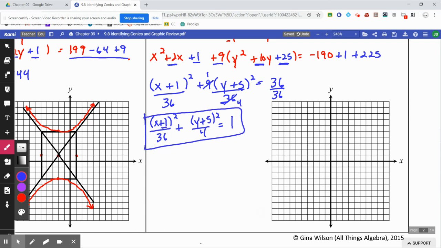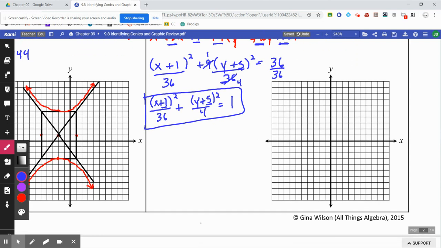The center is here, got moved left 1 and down 5, so left 1, down 1, 2, 3, 4, 5. There's the center of the ellipse. And from there, we're going to take our a value and b value. So here our a squared is 36, so a would be 6. B squared is 4, so b would be 2. Since the 36 is under the x, that tells us, again, x is horizontal. That tells us how far right and left to go.